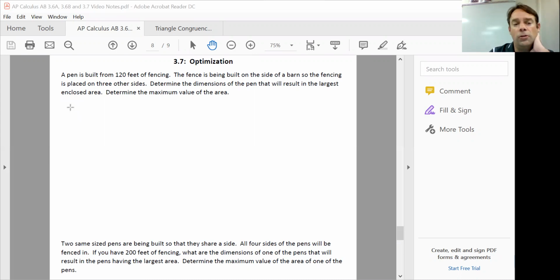Go ahead and read it. Draw yourself a picture and see if you can't figure out what it is we're dealing with. Go and pause the video. All right, let's see how we did here. So we're building a pen, and it's going to be built on the side of a barn. So that means I'm only going to fence in 3 sides.